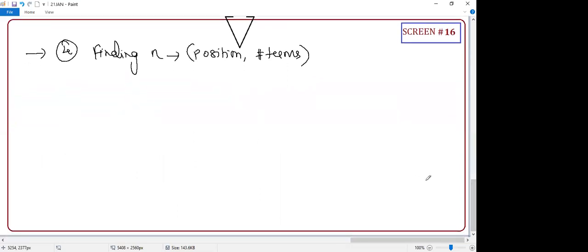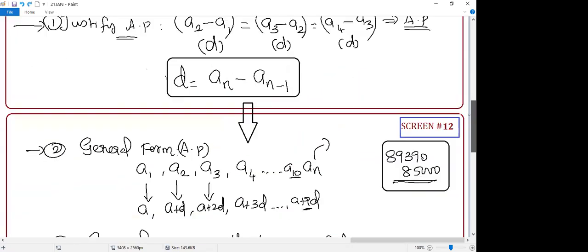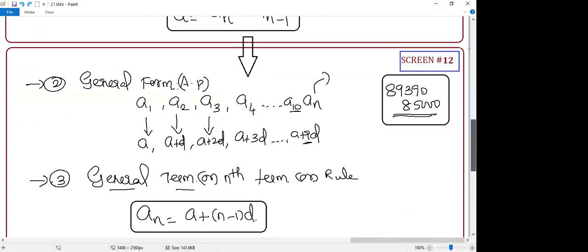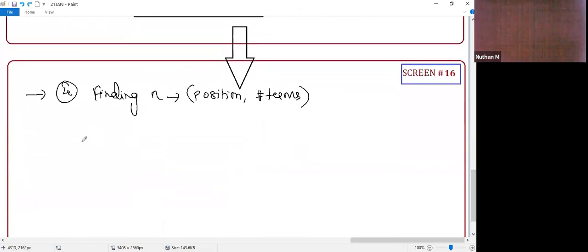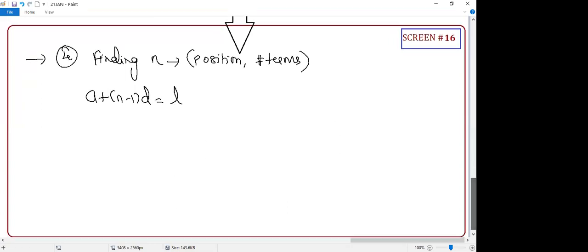Guys, how is this formula derived? It is very simple. What is this? Nth term. Nth term is also what? The last term. Yes or no? Correct. So can I write L, the last term, instead of the nth term? A plus N minus 1 into D is equal to the last term. So from here we are going to derive a beautiful formula. It is not there in most textbooks, but it is a very, very important formula, guys.